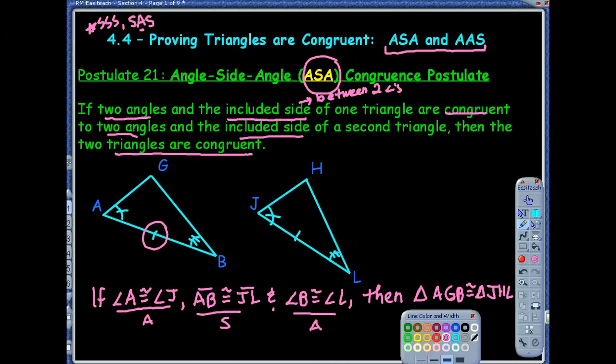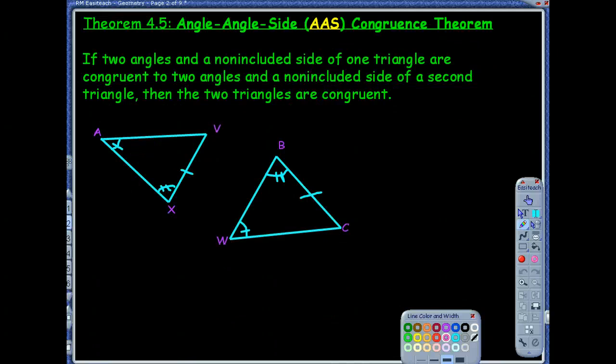That's important because of the next one. Do you want to take a guess what AAS stands for? Angle, angle, side. It has the same kind of information, right? It's going to have 2 angles and a side, but notice what it's going to say differently. Angle, angle, side, or AAS for short: 2 angles and the non-included side. So the order is what's changing. If they are congruent to 2 angles and a non-included side of the second triangle, then of course the 2 triangles are congruent. So take a look at the picture.